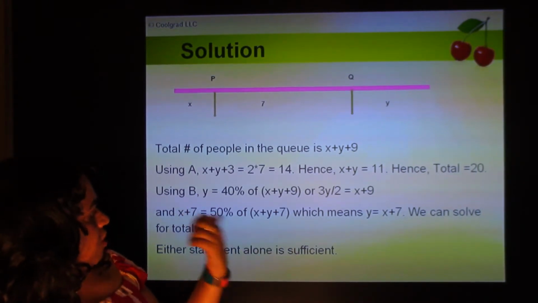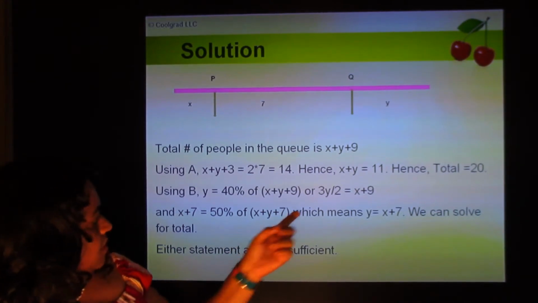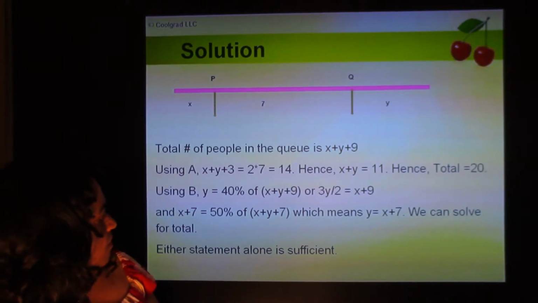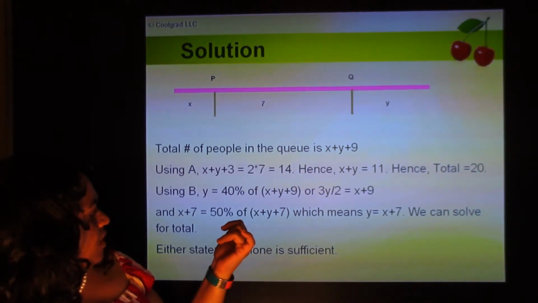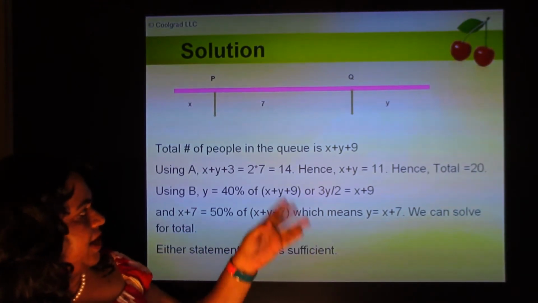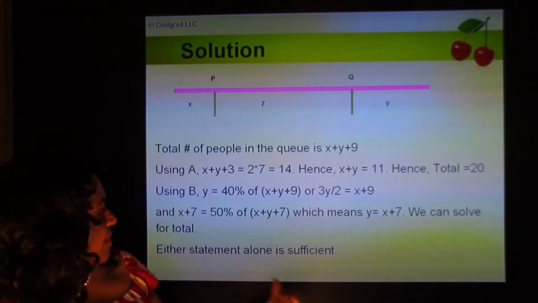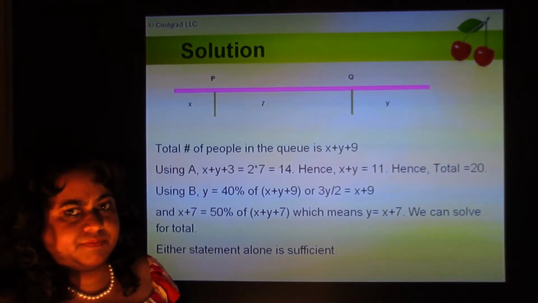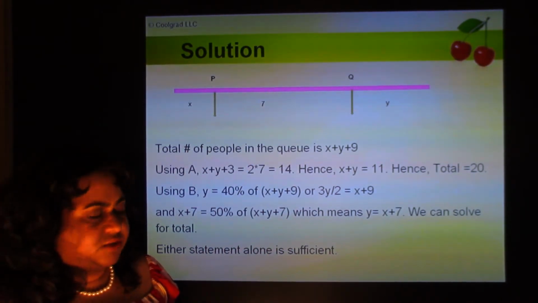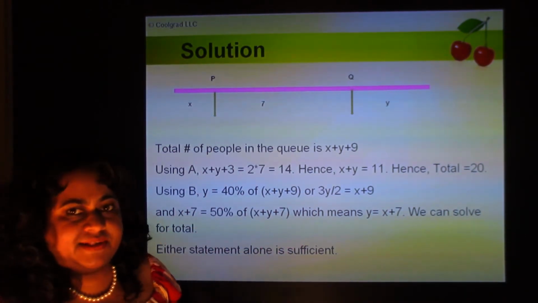So solving this, we can just plug in the values over here, and you can solve for the total number, that is X plus Y plus 9. So you just have to move these things around, and you will solve for X plus Y, and you plug it in here, and you can get the value of X plus Y plus 9. So either statement alone is sufficient to solve this problem. So we pick option 2, either statement alone is sufficient. So in cases such as these, just draw a diagram and use X and Y, and visualize things, it makes it easier.